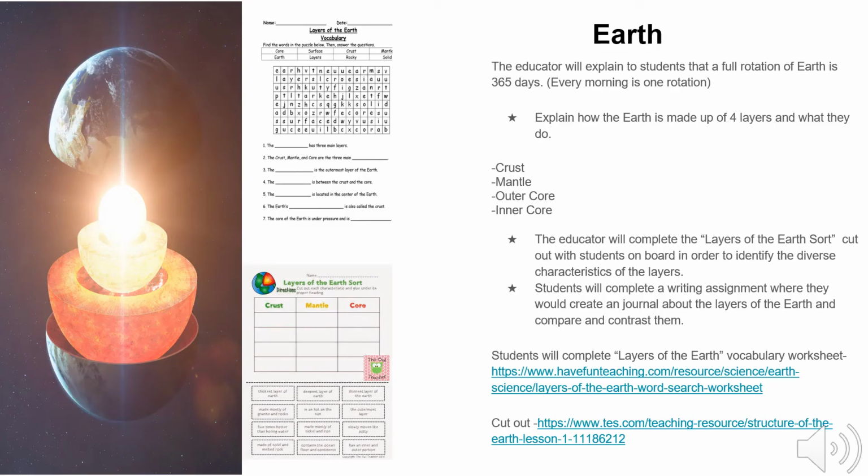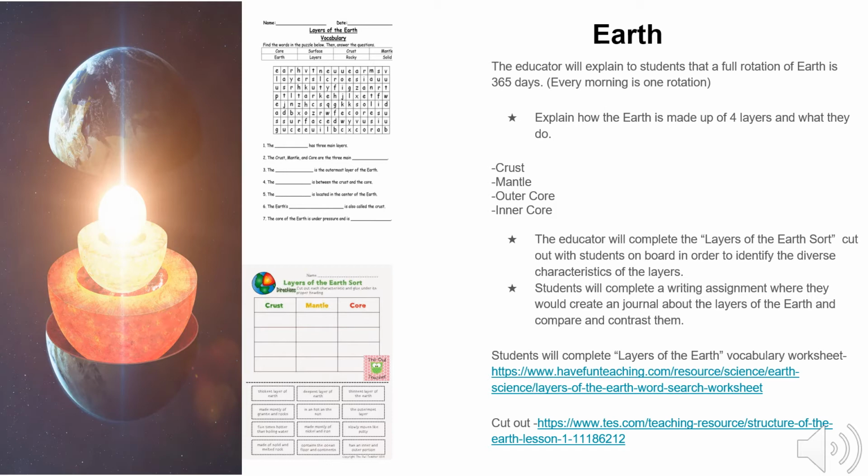The second lesson in the unit is about the earth and its layers. The educator will start by explaining to students that a full rotation of the earth is 365 days, which makes 1 year. Every morning is considered one rotation, therefore 1 day.